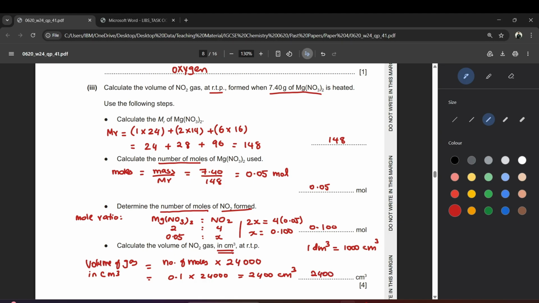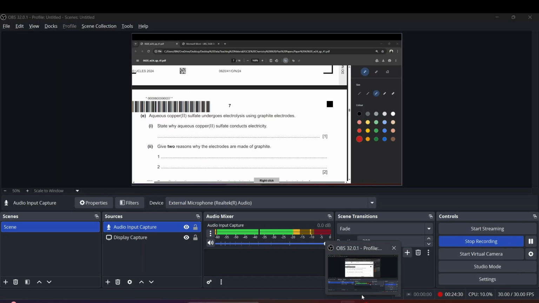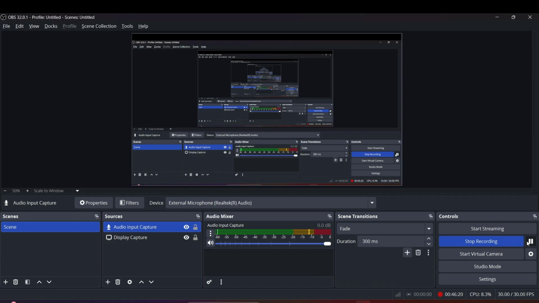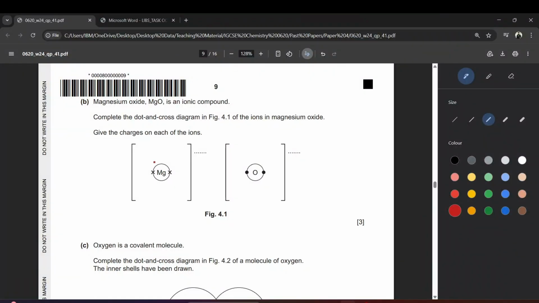Before we continue, let me just fix my pen quickly. For some reason it's lagging a bit. All right, so let's continue.